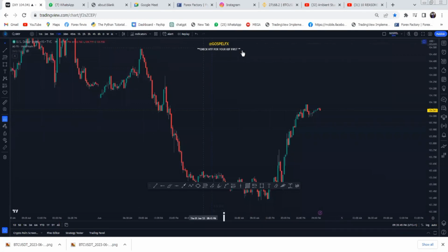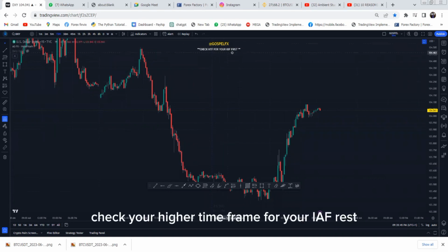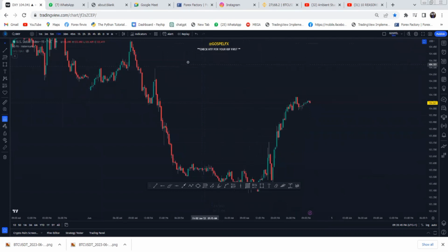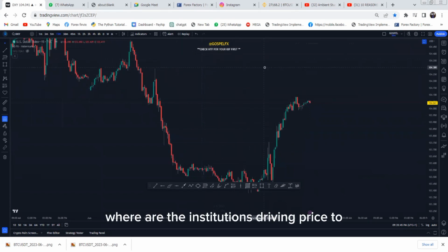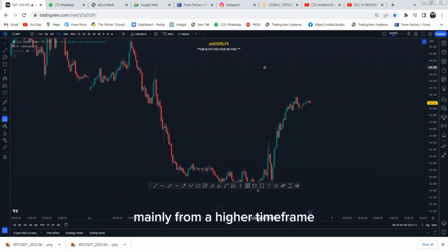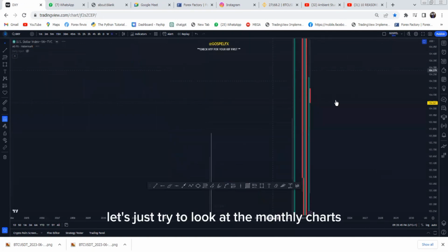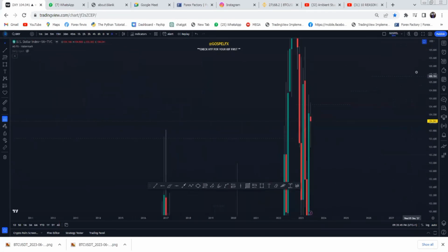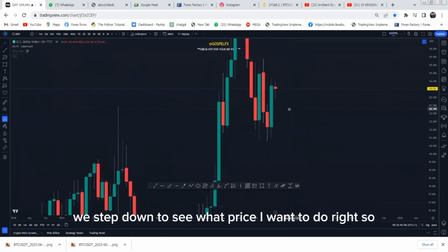Starting first, if you see on my screen here, I always say check your higher time frame for your IF first. The most important thing for you to do is to check your institutional order flow. Where are the institutions driving price to? When you are able to get this correctly, then everything will come in easy. If you know where price is going and you determine the draw on liquidity from a higher time frame, then going down to your lower time frames will just be to get entries and so on. So first let's look at the monthly charts, and then from there we'll step down to see what price might want to do.